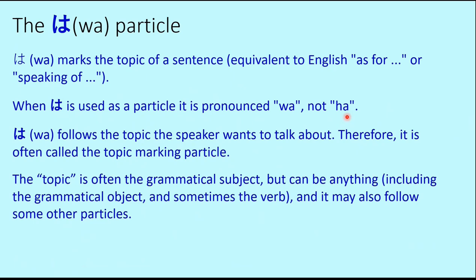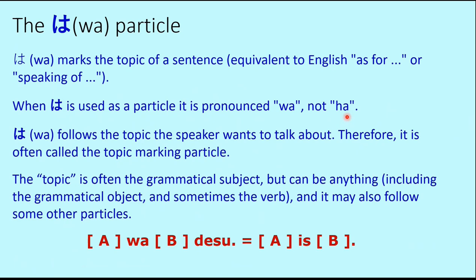So if you have got confused with so much text, for a simple understanding, just remember this logic. A wa B desu means A is B. So when we have to write a sentence like this, we use this wa particle and this desu copula, which we shall see again in the next slide. So this is how the wa particle is used in a simple Japanese sentence, and it always follows the subject.